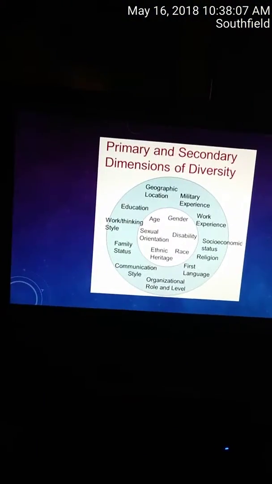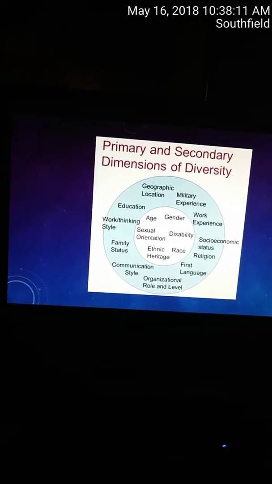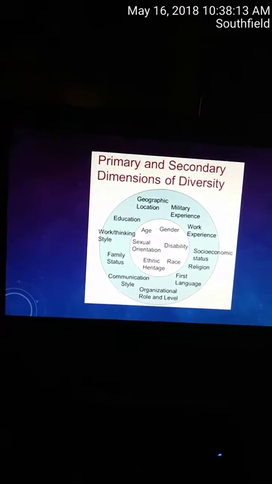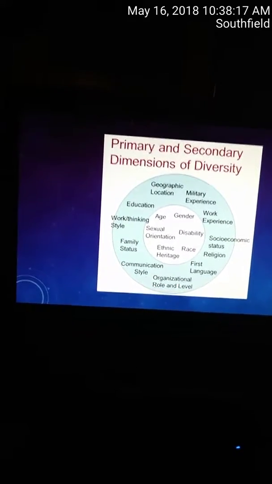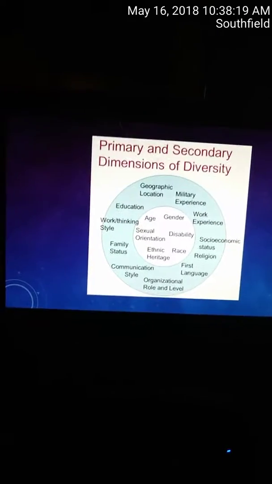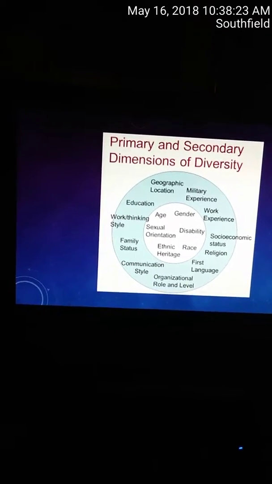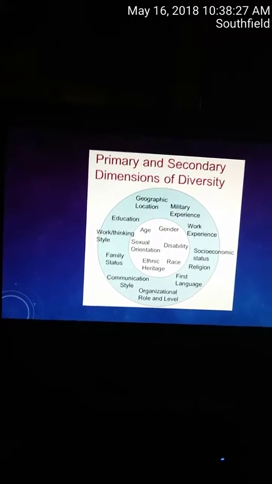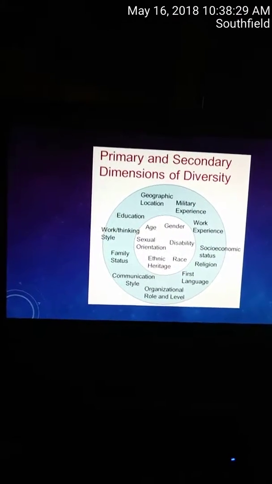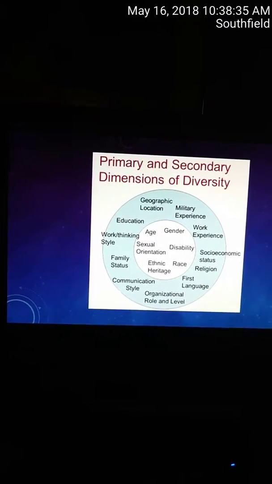The primary and secondary dimensions of diversity. The first dimension of diversity, which is the primary dimension, is simply the age, gender, sexual orientation, disability, race, and ethnic heritage. The second dimension goes a little further with your family status, your communication style.